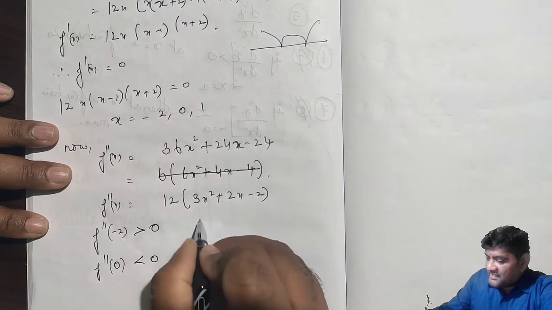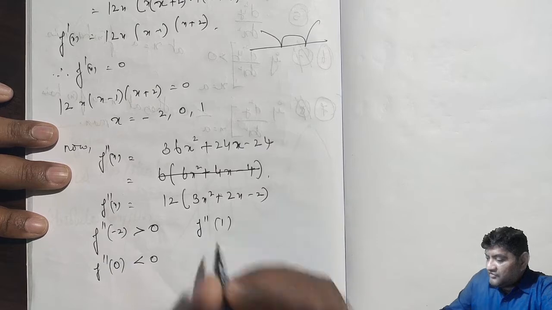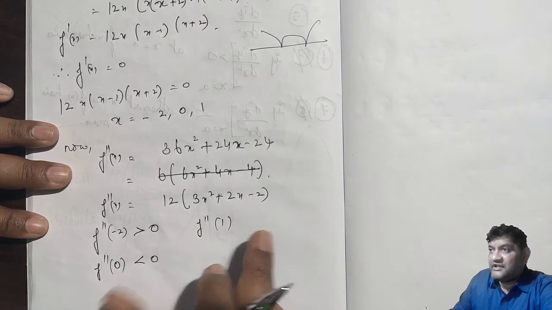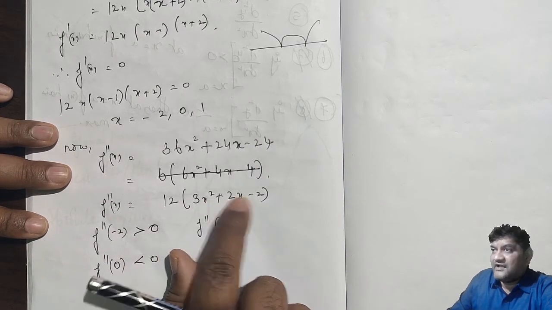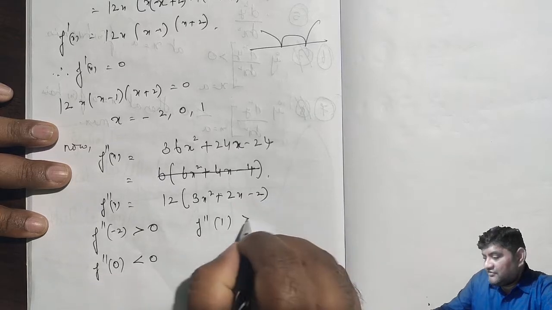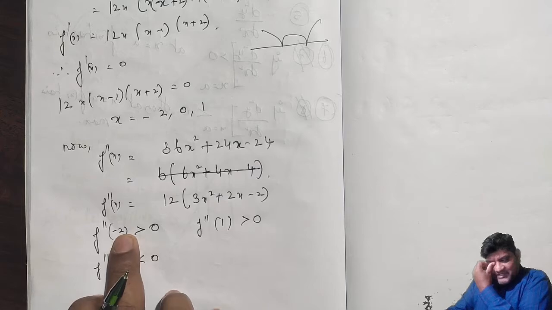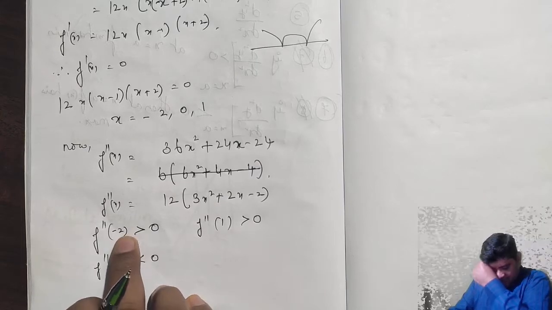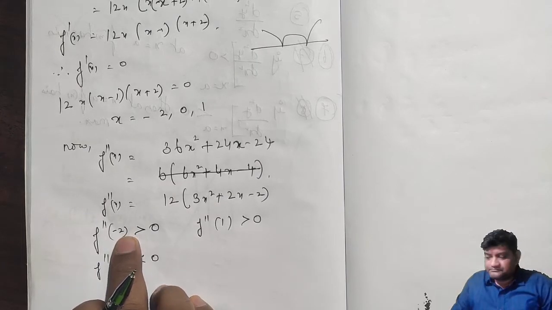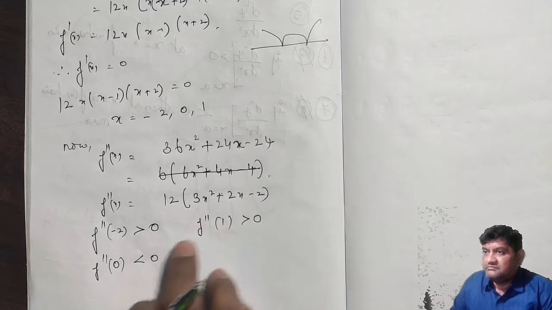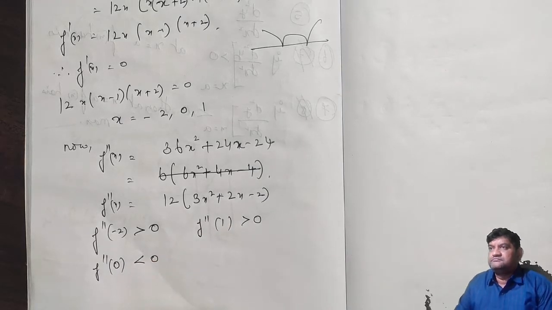And then I have f double dash of 1. When I substitute a 1, is it going to be positive or negative? Let's see. 3 plus 5, 5 minus 2 is going to be a positive number, and therefore this is greater than 0. Now I know that at this particular point, there's going to be a minimum, and at 0 a maximum. That's all.